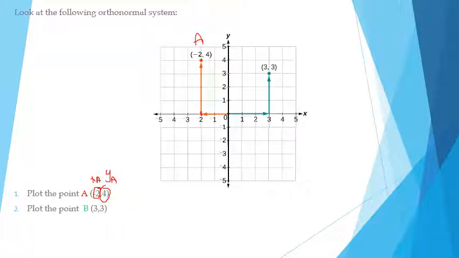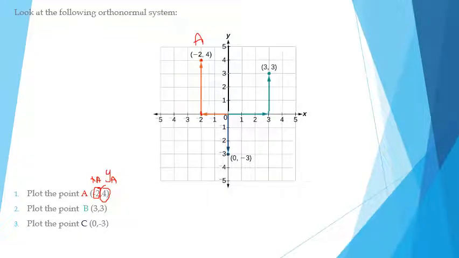Okay, now B of abscissa 3 and ordinate 3. I go to reach the point 3 on the abscissa axis and go above 3 points. Okay, here is the point of abscissa 3 and ordinate 3, so this is point B.